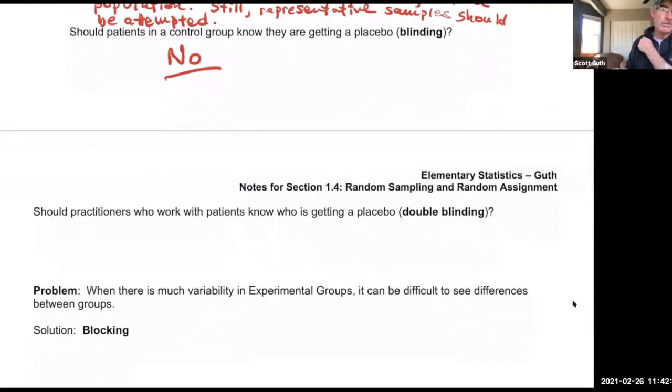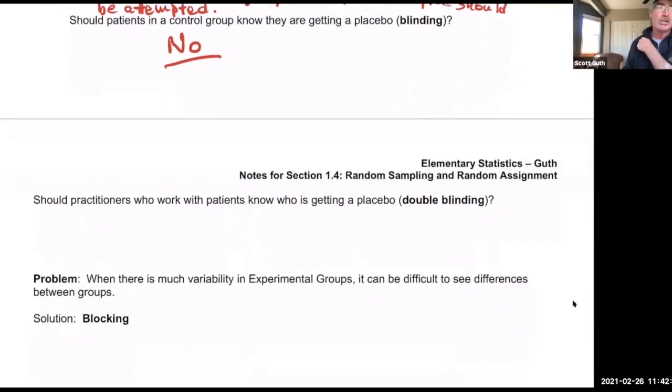And finally, let's finish with this last question. Should practitioners know who's getting a placebo? That's called double blinding. No, they should not know. We want them to be actors. We want them to act the same as if the medication works for both groups. They need to act like the placebo is the real thing. And that's helpful if they don't know who's getting the placebo.